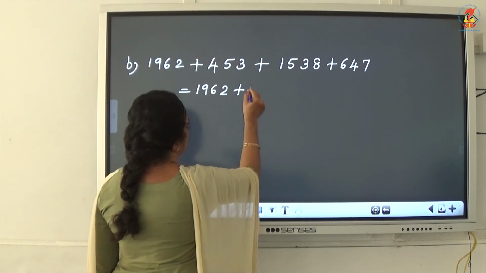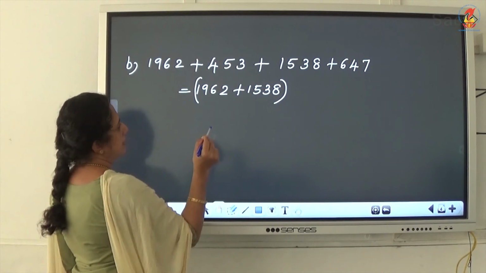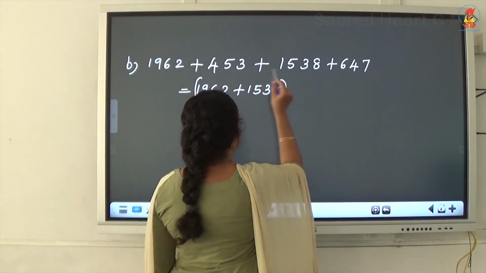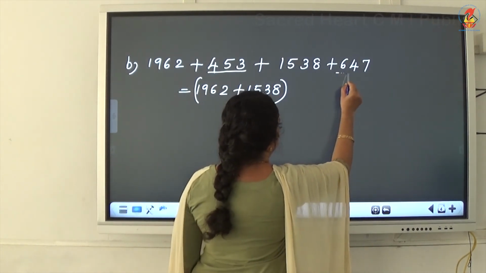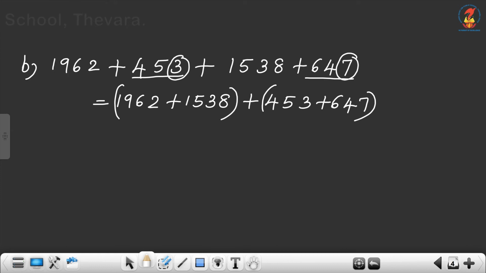1962 plus 1538 in one group. Then the remaining two numbers, look at that, 453 and 647. Now add 3 and 7, what will you get? 3 plus 7 equals 10. So we can combine those two numbers. Therefore plus 453 plus 647.